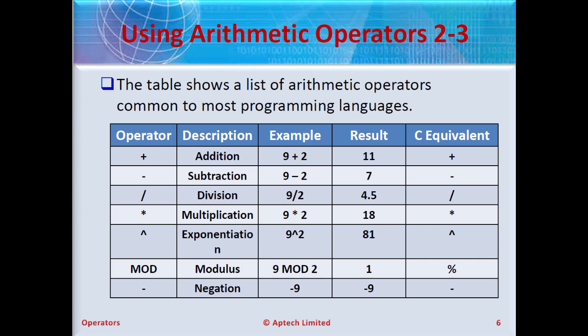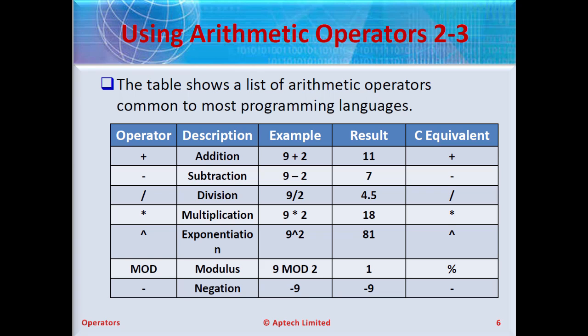Now, the table shows a list of arithmetic operators common to most programming languages. The table breaks this into the operator and its description. We have an example, the result, and the equivalent in C, and those programming languages based on the C programming language, which we'll be looking at in subsequent semesters. Let's go through this quickly. We have the plus, addition, example 9 plus 2, the result is obviously 11. The C equivalent is the plus. We have minus, it's used for subtraction. Example, 9 minus 2 gives us 7. The C equivalent is still the minus.